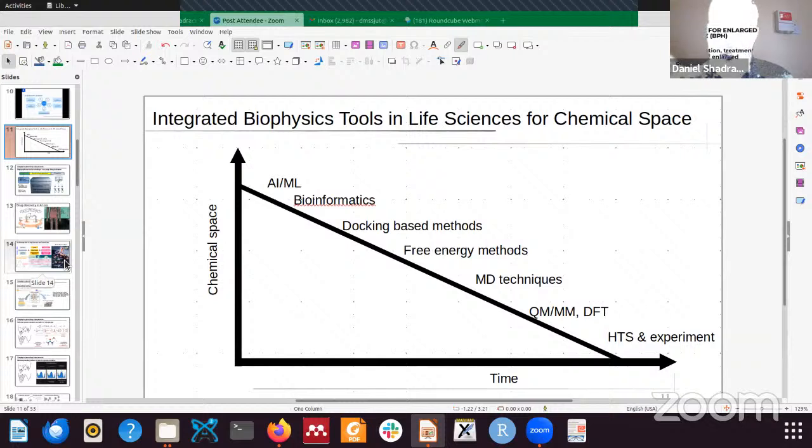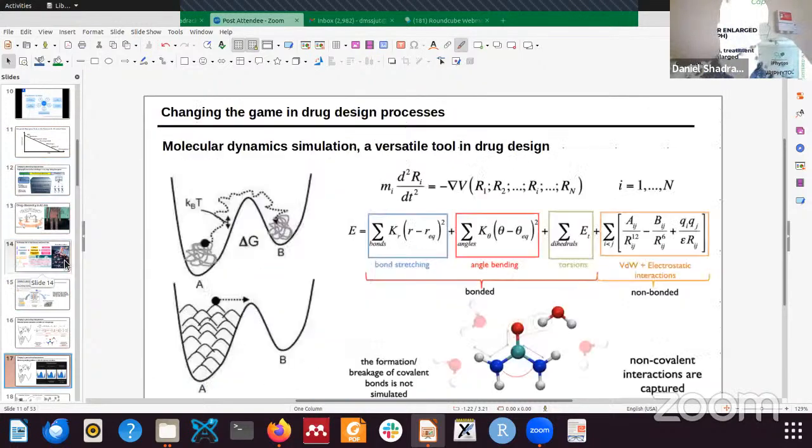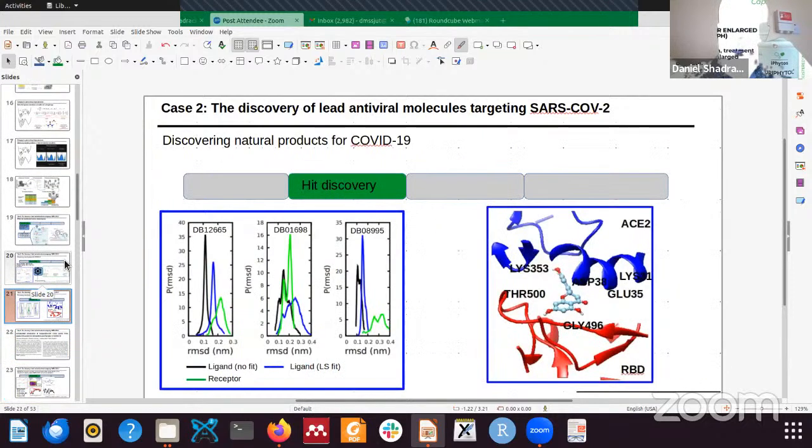Okay, for the second, histidine is one of the residues that the molecule closely interacts with. The red one is the virus, and the blue here is the human ACE2. Some of the residues here, some I'm not showing, show a very strong affinity.